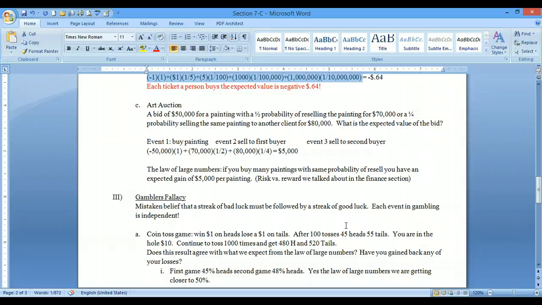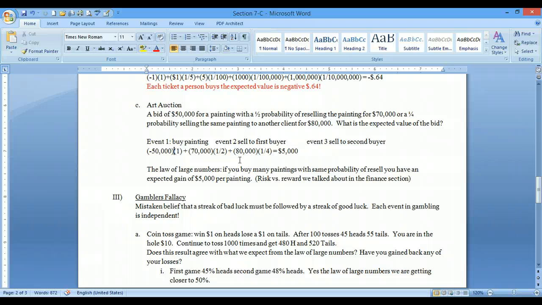Okay, so let's find every single event we need to work with. The first event is bidding and winning the painting for $50,000. The next is reselling it for $70,000, and we have the probability here. The third event is selling it to a different client for this amount, and we have its probability. So event 1, you buy this painting with your bid of $50,000. Now that's money away from you.